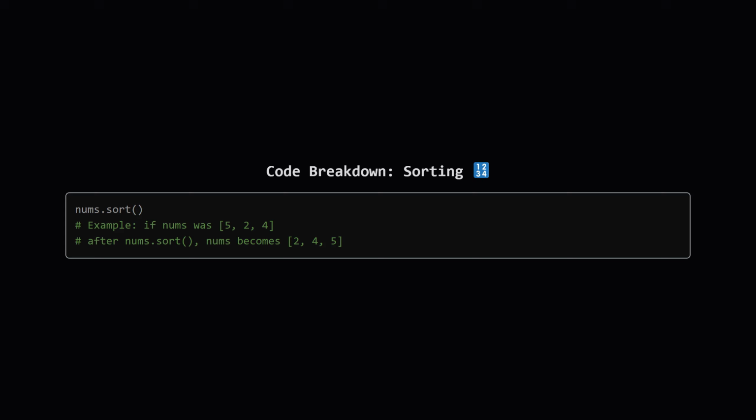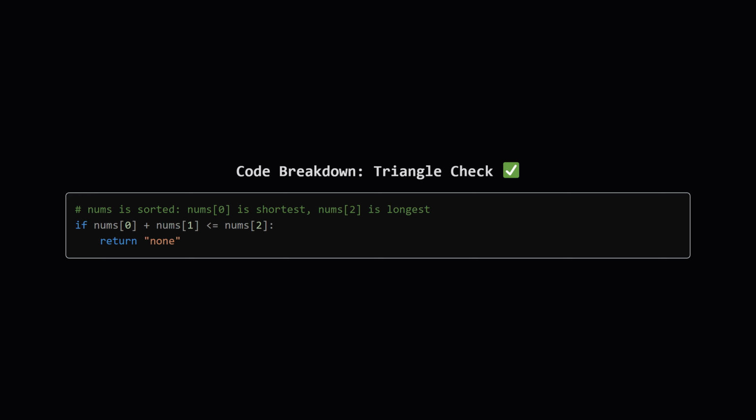Most programming languages have a built-in way to do this. So if it started as, say, 5, 2, 4, after sorting, it becomes 2, 4, 5. This puts the shortest side first, and the longest side last. Next up, we check that crucial triangle rule.